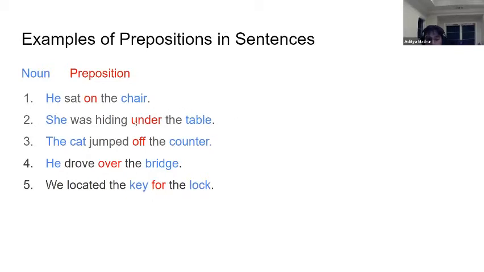Without under, if you did not have under in this sentence, you would not know where she is. You would not know that she is under the table. But you have to have this under to relate she and the table. And under is a preposition because it is relating she and the table. It is relating two nouns.